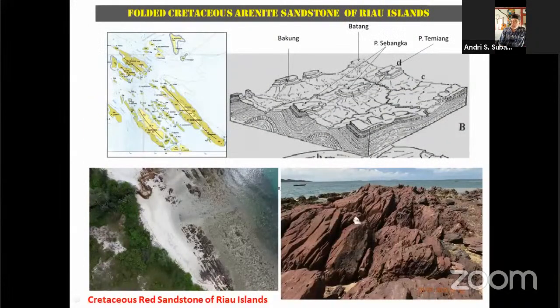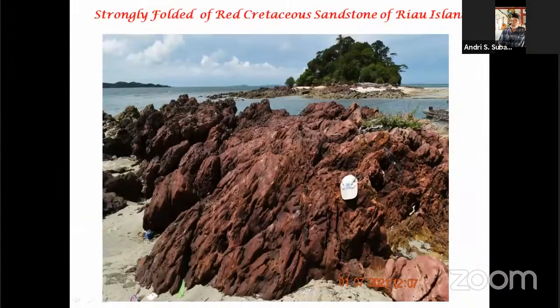This is the folded Cretaceous arenite sandstone also, seen by drone. This is some of the outcrop near the beach that can be measured, very vertical, very steep dip. So this is strongly folded red Cretaceous sandstone of the Riau Islands.